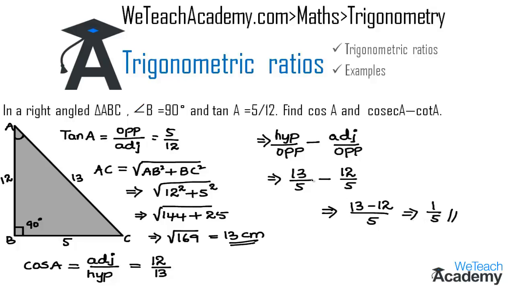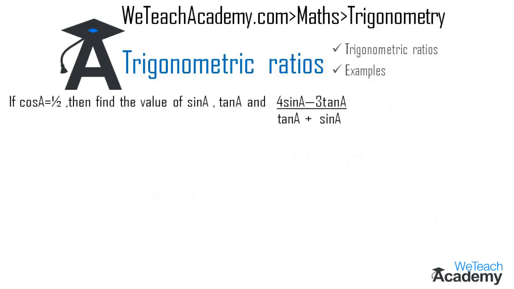So make a note of the definitions of all the ratios, that is tan A is equal to opposite by adjacent, whereas cos A is equal to adjacent by hypotenuse, and cosecant A is equal to hypotenuse by opposite, and cot A is equal to adjacent side by opposite side.